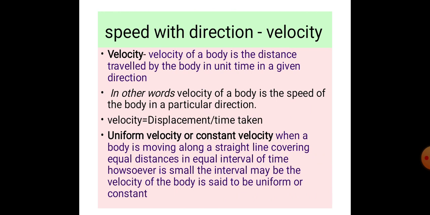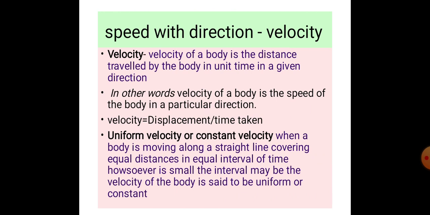The quantity that specifies both the rate of motion and the direction of motion is called the velocity of the body. In this way, the velocity of a body is the distance traveled by the body in unit time in a given direction. In other words, the velocity of a body is the speed of the body in a particular direction. So velocity equals distance traveled in a given direction divided by time taken, or velocity equals displacement divided by time. Velocity is a vector quantity, whereas speed is a scalar quantity, and the SI unit is the same, meter per second.